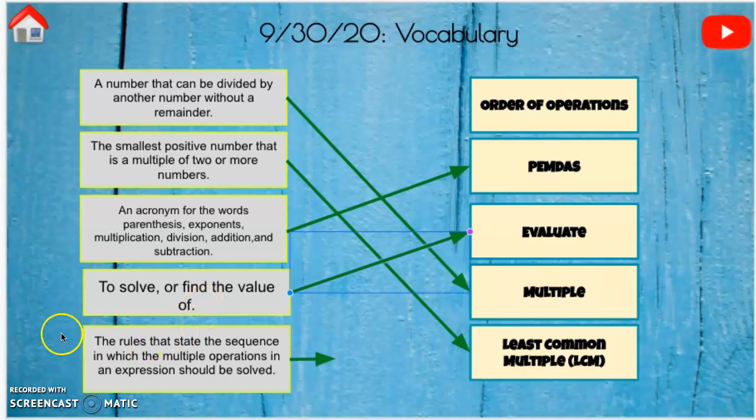So the last one, the rules that state the sequence in which the multiple operations in an expression should be solved. That, in fact, is going to be our order of operations, and woohoo, look at how pretty those crossed. And that is going to be our vocabulary.